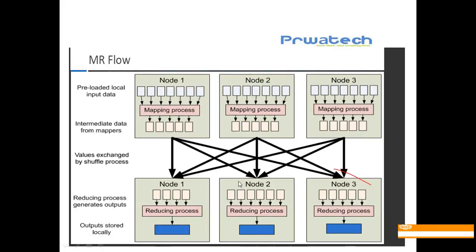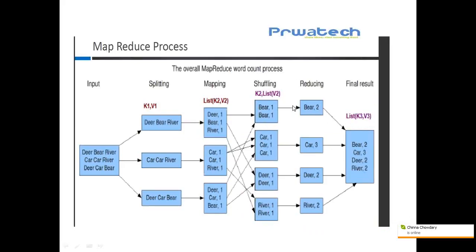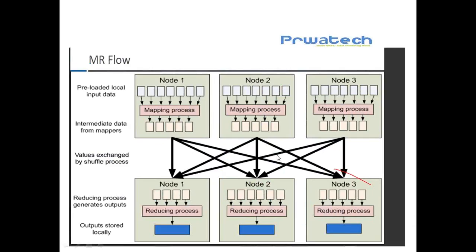Shuffled means where the nodes communicate with each other, right sir? This is where they communicate with each other. Clear guys? You can see where the nodes communicate with each other. Shuffling is the stage.